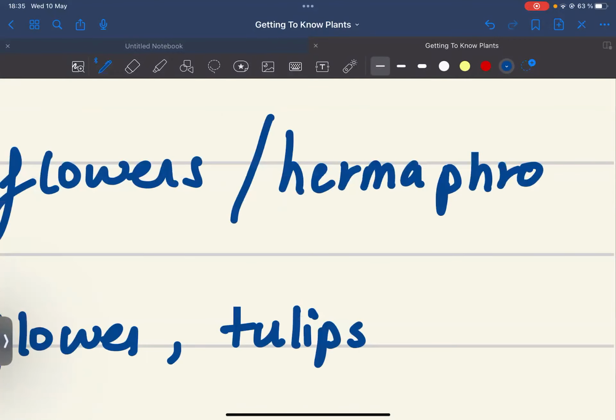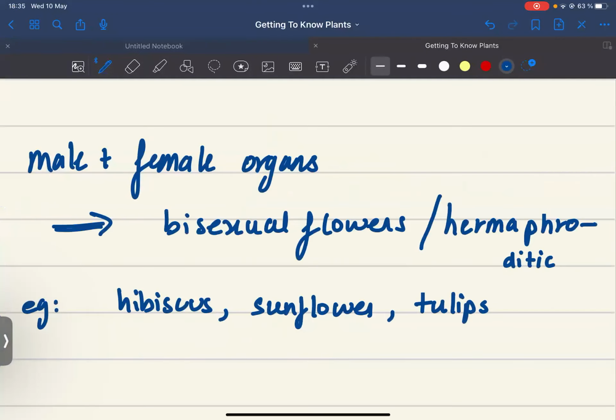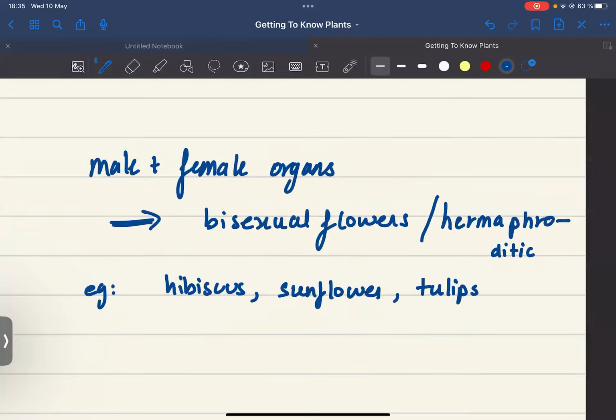This is not necessary. This is just a technical term. If you want, you can learn it. I won't be asking you tests based on this hermaphrodite. They're also known as bisexual or hermaphroditic plants. All right, so yeah, this is it.